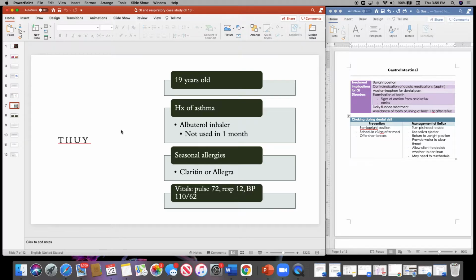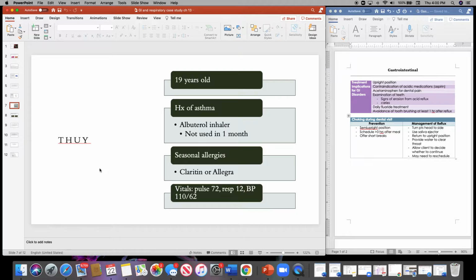So our next case study is on a patient named Twee. Twee is 19. Twee has a history of asthma, and she's used an albuterol inhaler. That's what she carries on her, but she hasn't used it in about a month. She does have seasonal allergies, and she's currently taking Claritin or Allegra. She can't remember which one. She takes both. Her vitals are a pulse of 72, respirations of 12, and blood pressure 110/62.